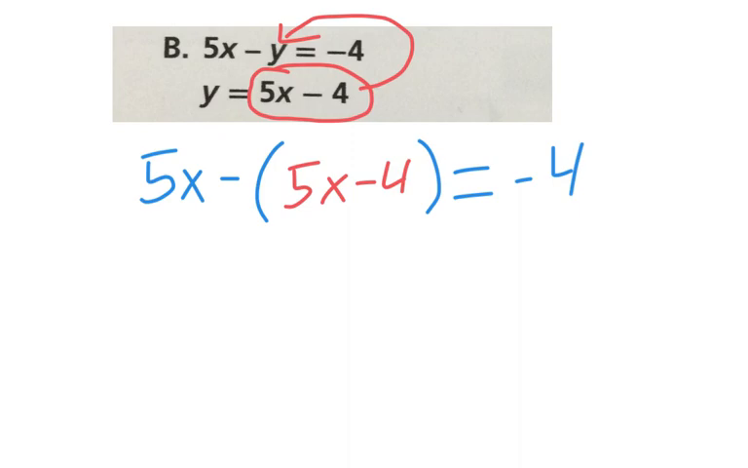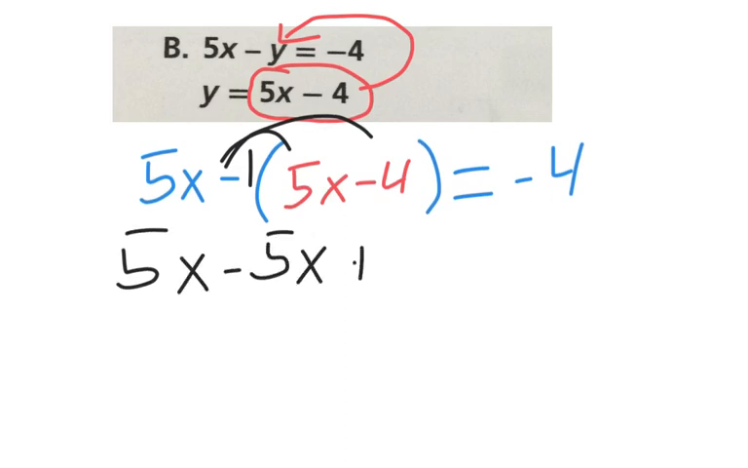Well, I've not done anything yet but substitute. You do have to distribute. There's an understood negative 1 out here that I have to distribute to both terms. So this would be 5x minus 5x plus 4 equals negative 4.